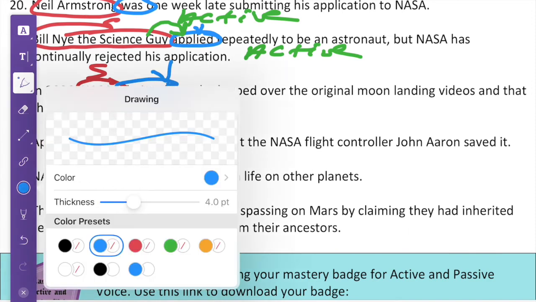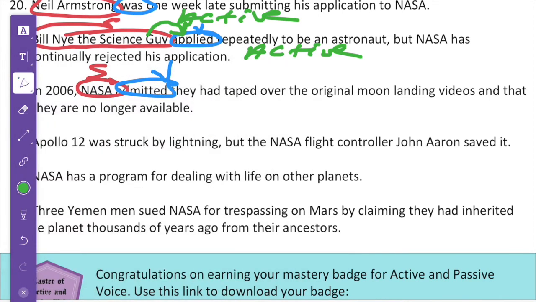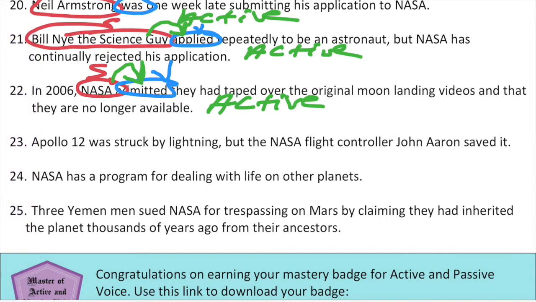So we only have one verb here. There's no helper going along with it. We're asking ourselves, is the subject doing the verb? Is NASA the one admitting something? Yes, so since our subject is doing the verb and our arrow's forward, this is an active voice sentence.